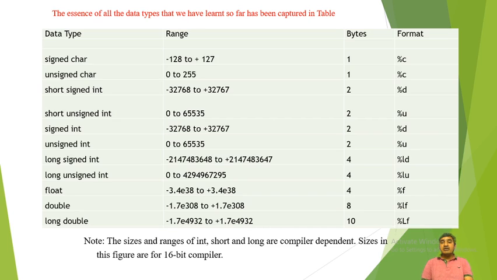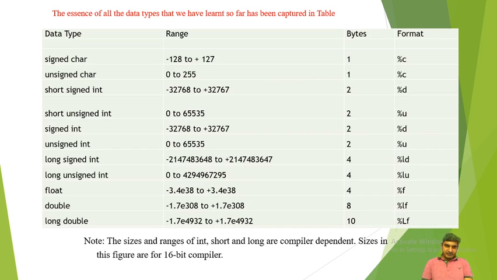Why L is used? Because it is a long integer. Then long unsigned integer, the range is 0 to 4294967295, and it is of 4 bytes and we use the format %lu. Why U is used? Because it is an unsigned integer. Why L is used? Because it is a long integer.